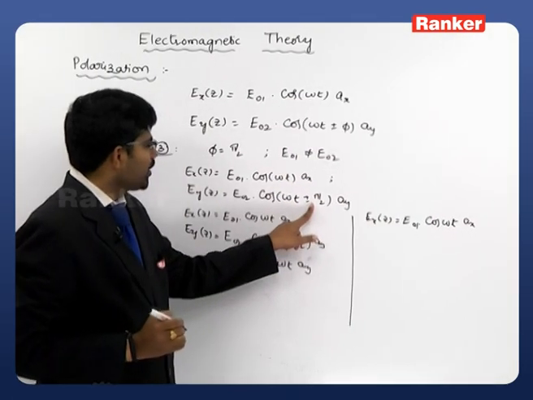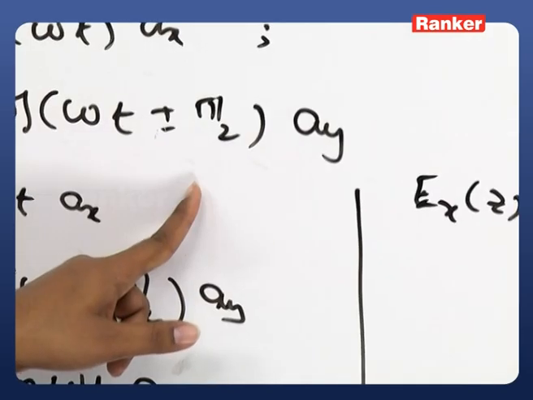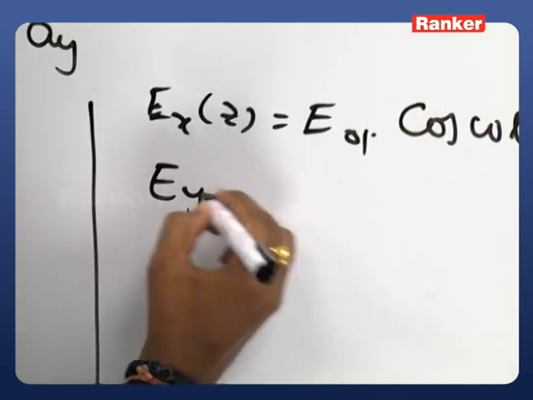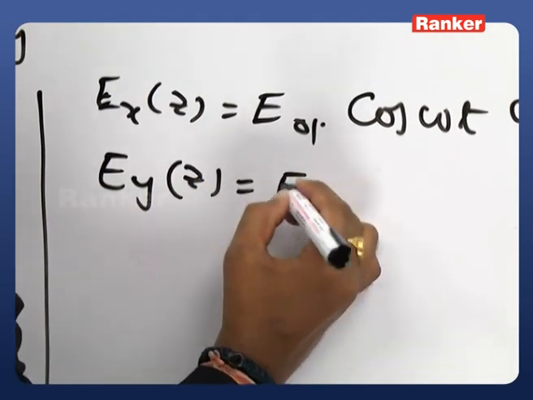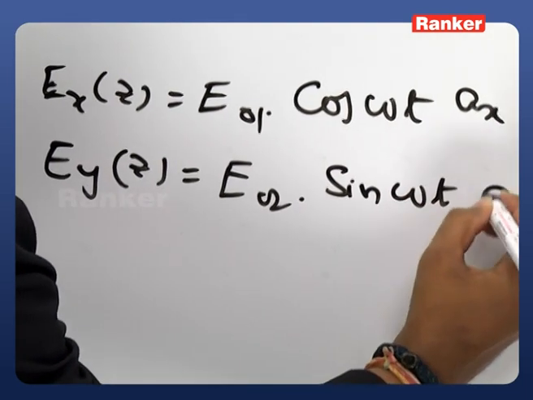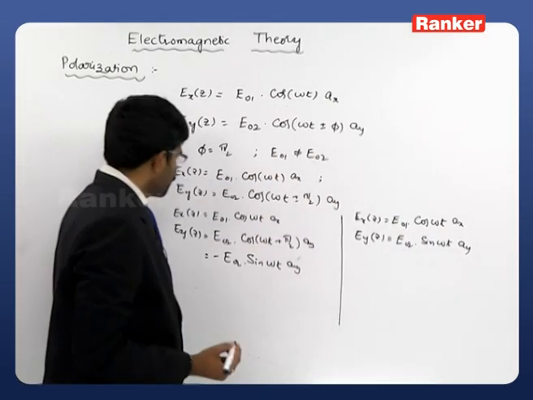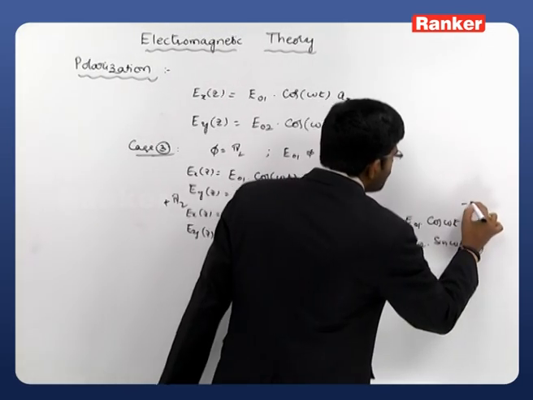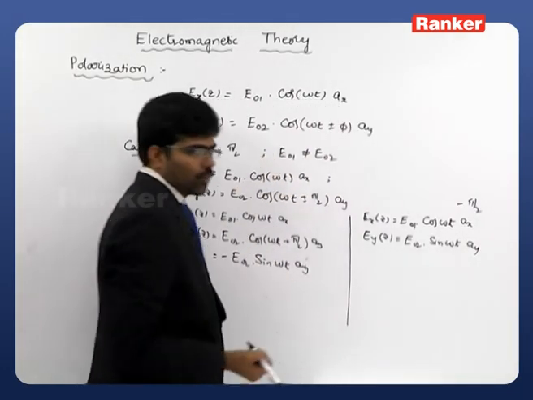If I take minus pi by 2, cos(omega t minus pi by 2) is sin omega t, which is plus sin. Therefore, Ey of z is equal to E naught 2 sin omega t Ay. So clearly remember, this is for the plus pi by 2 case and this is for the minus pi by 2 case.